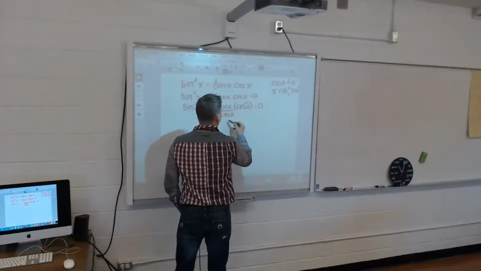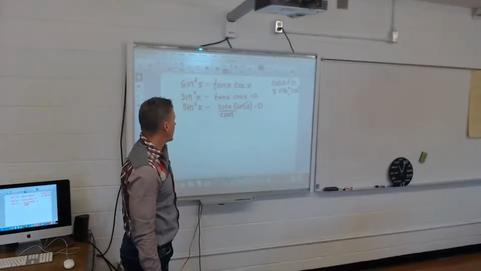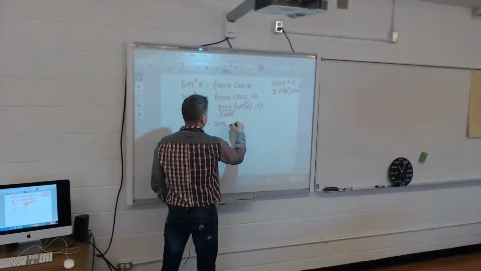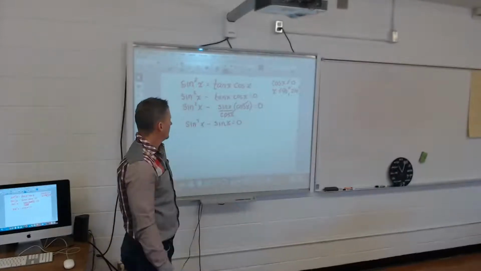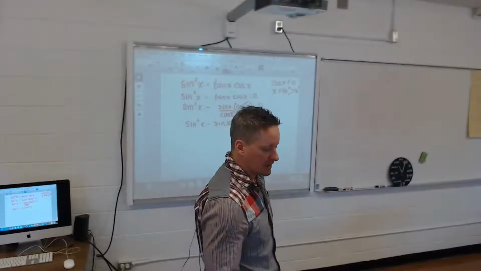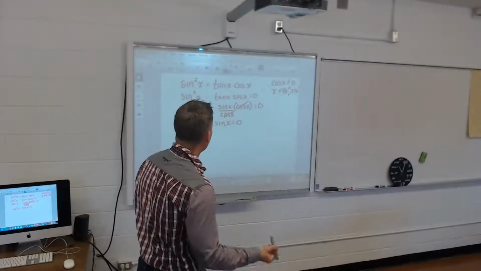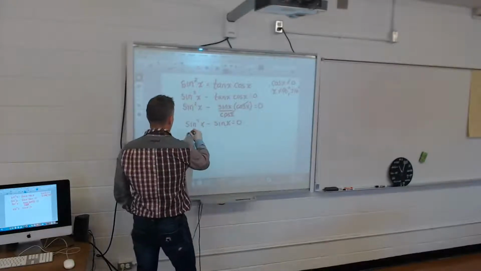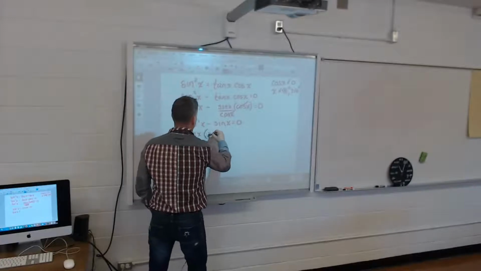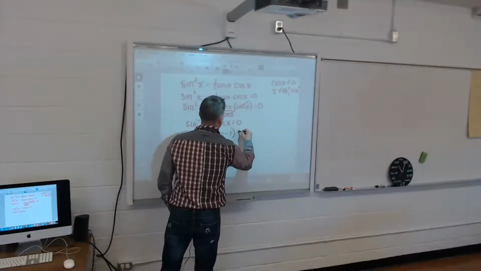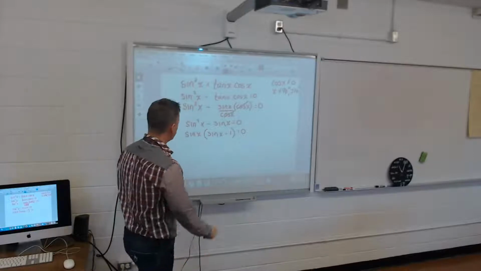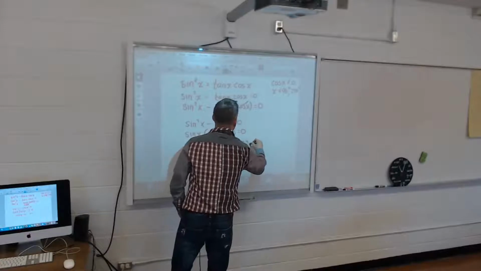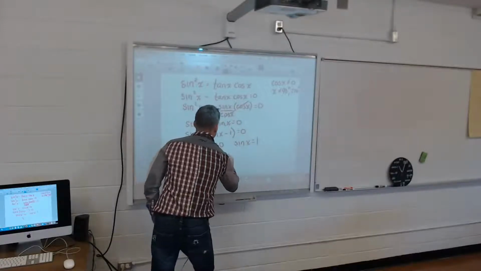So now, cos x divided by cos x is 1. So now I'm left with sine squared x minus sine x equals 0. Now I only have to work with sines. So what do I do here? Factor out sine x. So I have that. So where sine x equals 0 and sine x is equal to 1, x is equal to.